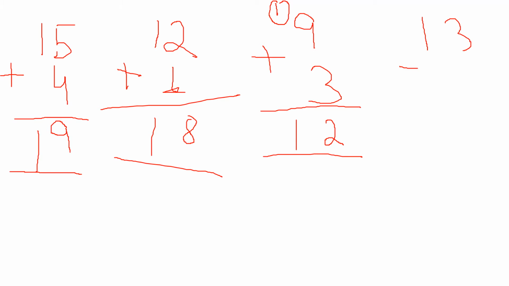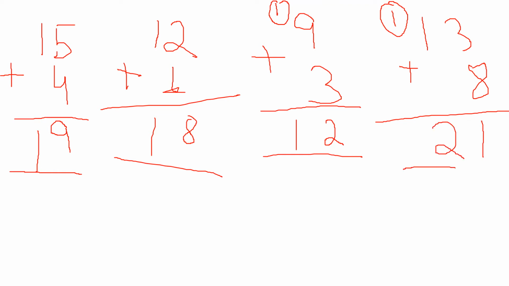13 plus 8. 3 plus 8 is 11. So 1 goes here and 1 goes down. So 1 plus 1 is 2. So the answer to this question is 21. Let's move on to the next question. Now this is the same, 7 plus 5. It is the same method that we used in this. The answer is 12. So 2, 1 goes up and 1 comes down. So these are the answers. Let's move on, shall we?